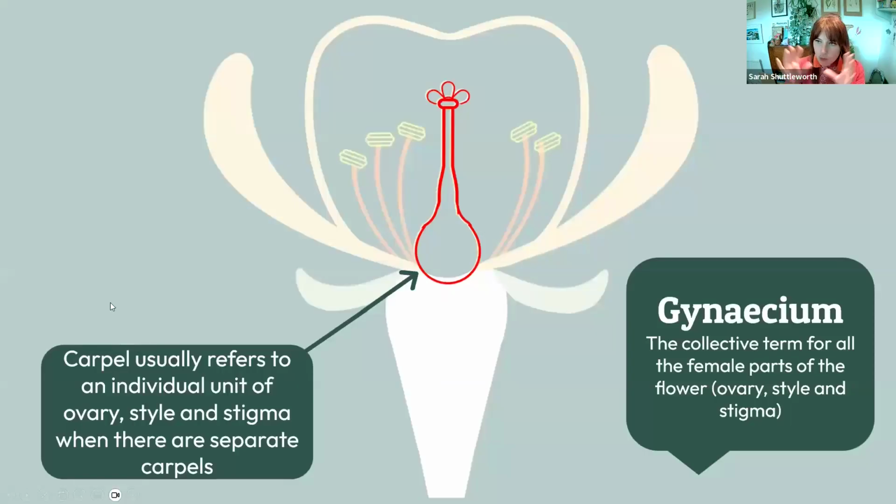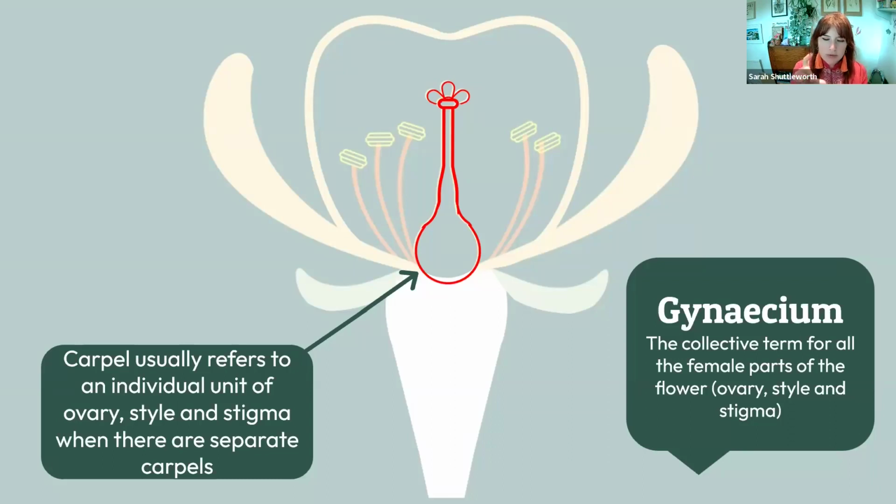We then move away from the male part of the flower and look at the female part, right in the very centre. It can get a little more complicated because there are sometimes other words like pistil and carpel, and then there's gynoecium and things like that. And it's like, whoa, why? How do we have so many words for this one thing? I would say that the gynoecium is the collective term for all of the female parts together. So that includes the ovary, the style, and the stigma.